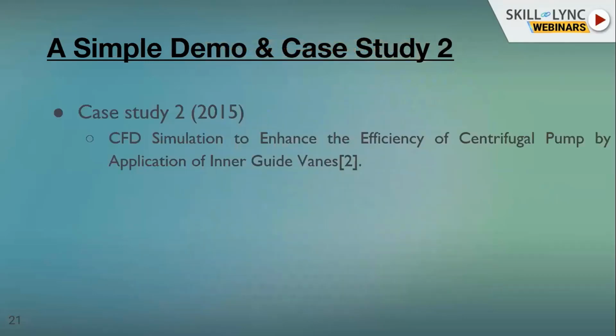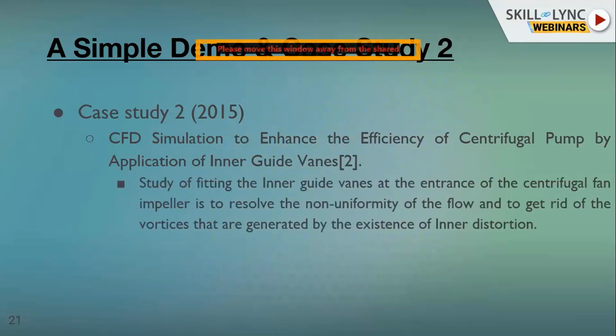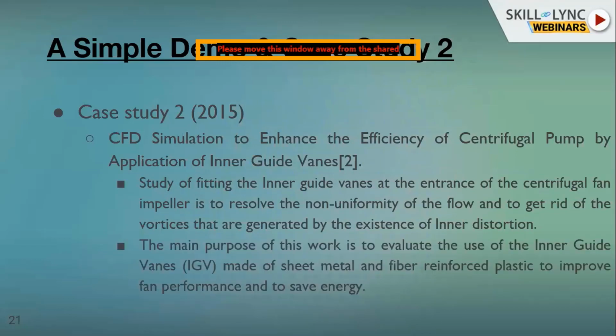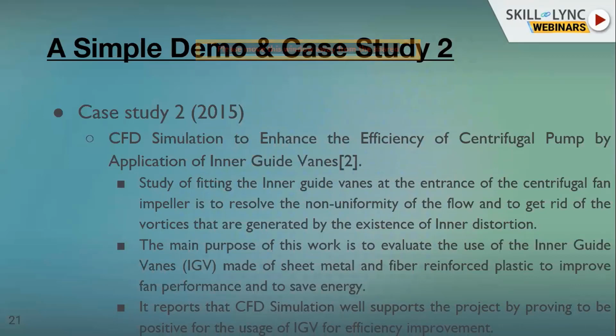Okay, so the next case study which we can see here is based on CFD simulation to enhance the efficiency of centrifugal fan by application of inner guide vanes. I'll just let you know before proceeding to how he has modeled, I am trying to infer from this particular paper, or from this particular research worker, he has listed down some conclusions. That is, if you are using the inner guide vanes.